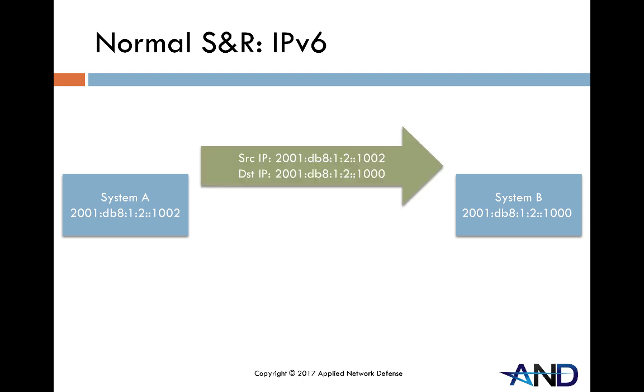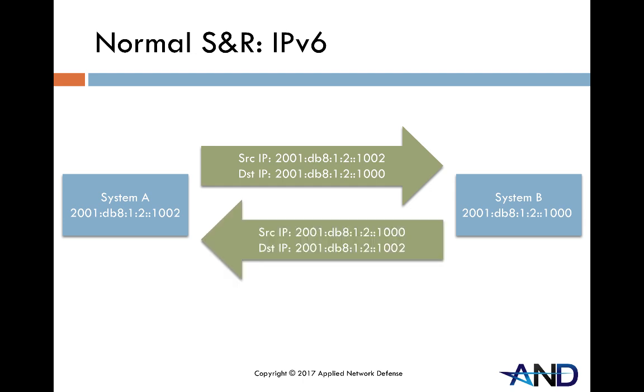A packet is sent with a source IP address matching System A to a destination IP address matching System B, and that's one-way communication. IPv6 is not a reliable protocol, so that could be the end of it. We could just have one-way communication in that manner, but if it is indeed two-way communication, you would see a response wherein the addresses are inverted. The response would have System B's address as the source IP address and System A's address as the destination IP address. In its simplest form, that's IPv6 normal stimulus and response.